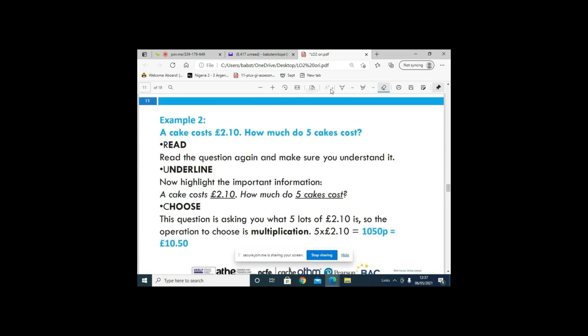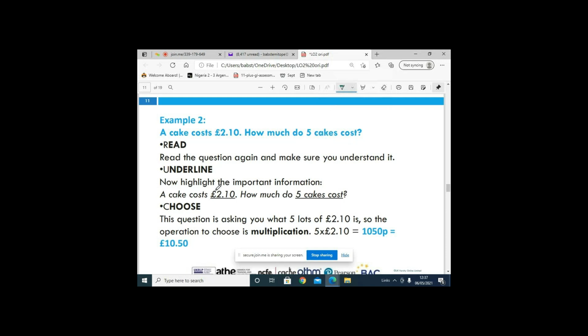Look at this one now. Another question. A cake costs £2.10. So how much do 5 cakes cost? The first thing you have to do is read and underline the keywords. The cost is how much the 5 cakes cost. So we know the cost of a cake. When you say how much do 5 cakes cost, you have to multiply.